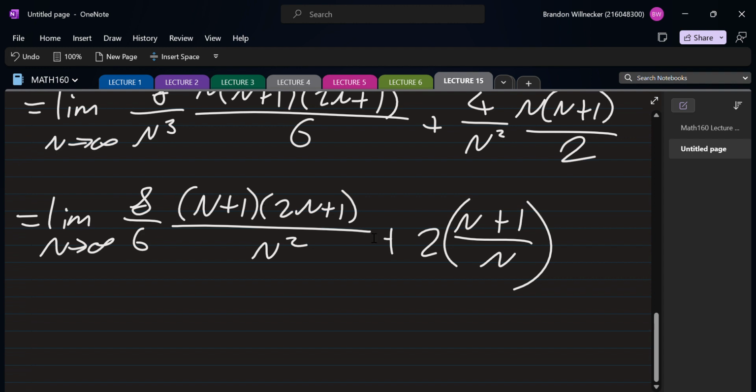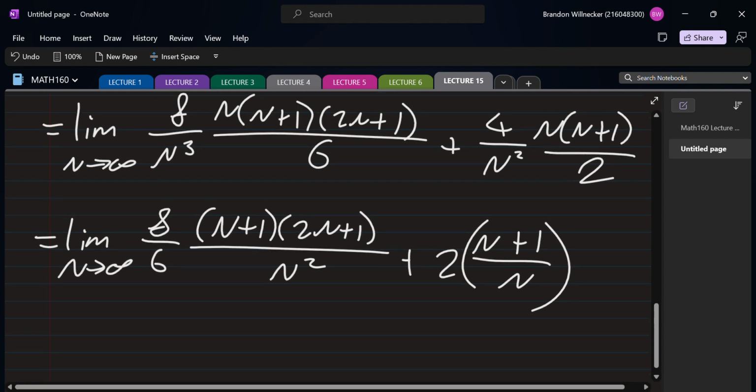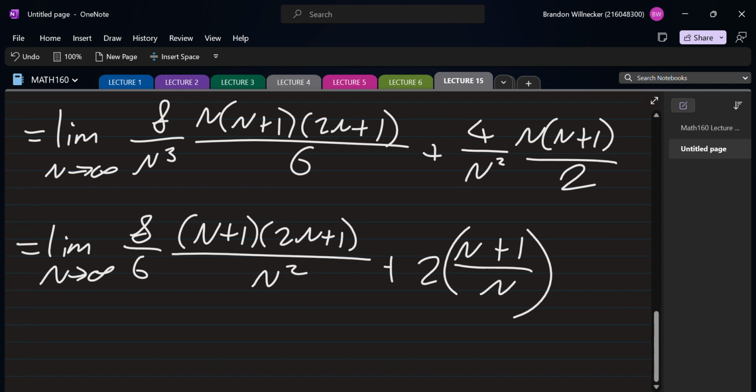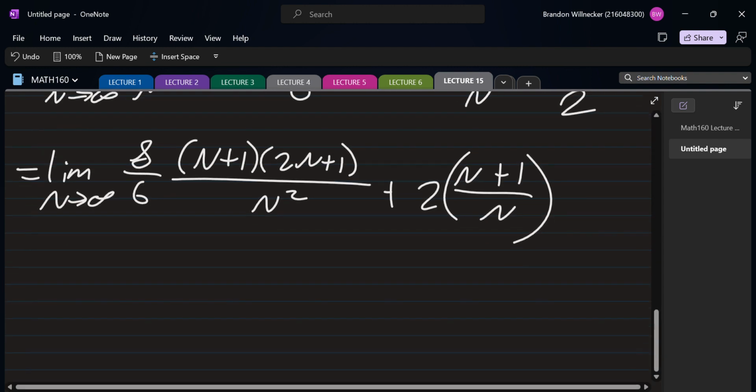Okay, especially in a test situation, you're trying to expand this out, you're doing the limits, you get all confused and so on. It's easy to make mistakes. If you do a lot of practice beforehand, you're going to fly through it.